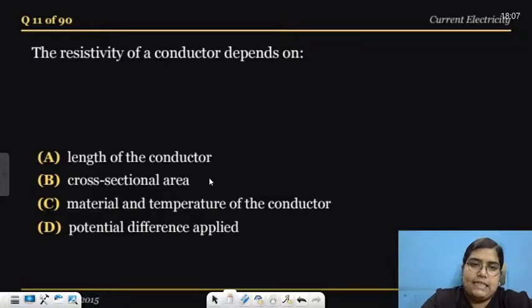This is a relatively simple question. You're asked, on what factors does the resistivity of a conductor depend? Just to revise, in yesterday's session we discussed that resistance is a property of a conductor and resistivity is the property of a material. So if anyone can post in the chat, out of A, B, C, D, which do you feel should be the correct answer for this question?